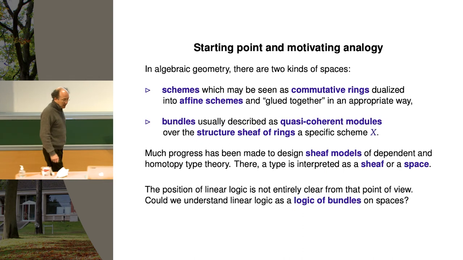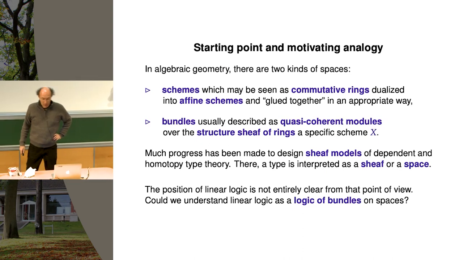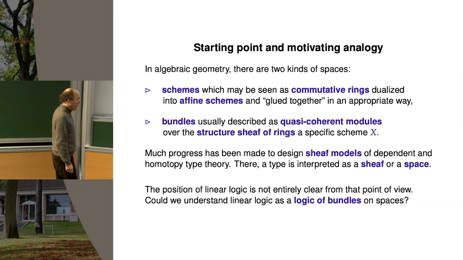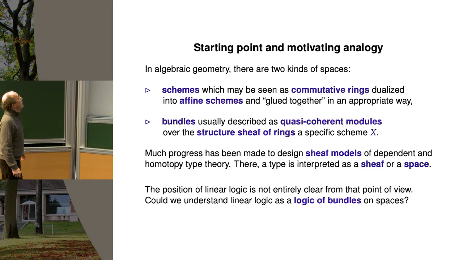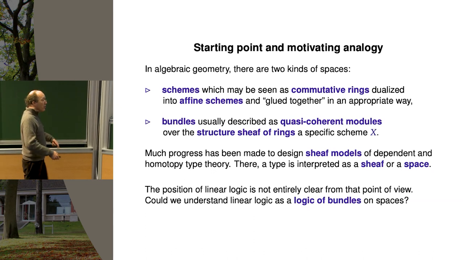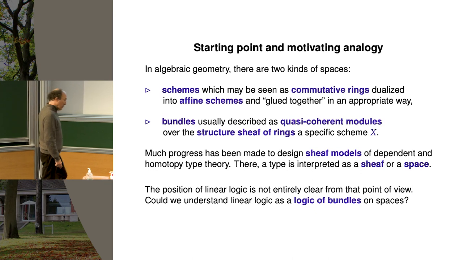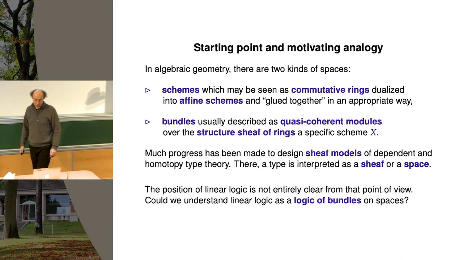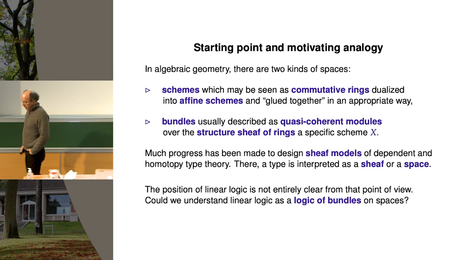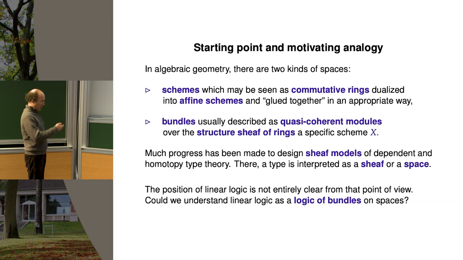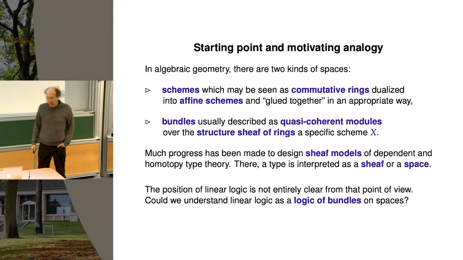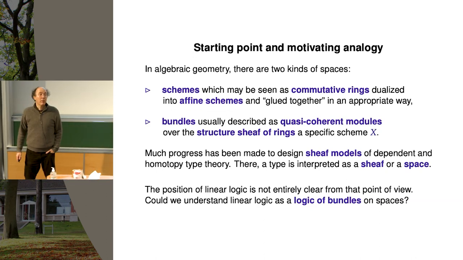In algebraic geometry, we can say that there are two kinds of spaces. So the schemes, which can be seen as commutative rings, which are dualized into affine schemes and then glued together in an appropriate way. And then the bundles above them, which are usually described as quasi-coherent modules over a specific structure sheaf of rings. Okay, and so much progress has been made in recent years to define sheaf models of dependent and homotopy type theory, in particular after the ideas of Vladimir Voevodsky.